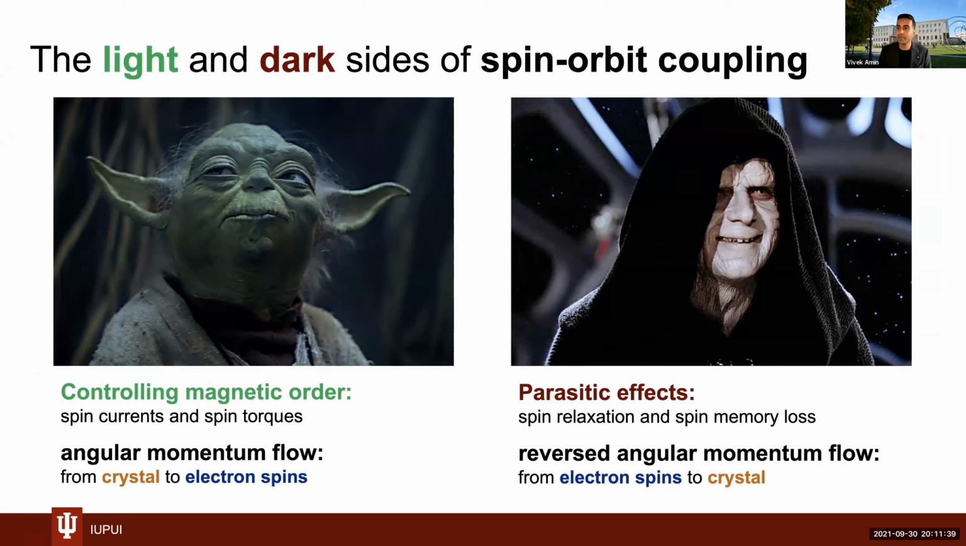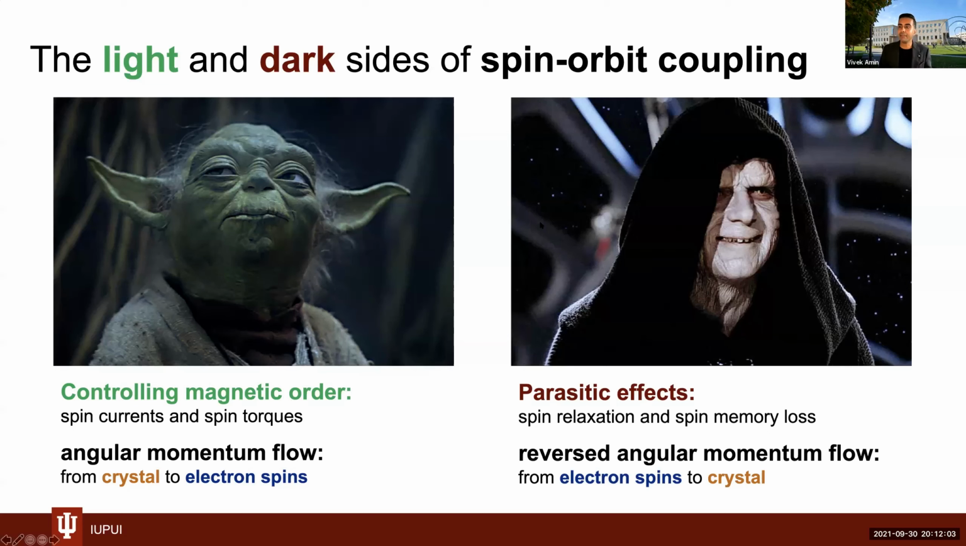Spin-orbit coupling also leads to parasitic effects, such as spin relaxation or spin memory loss. In this case, you have a reversed angular momentum flow where the electron spins simply give their angular momentum back to the crystal. So one of the open challenges with any spin-orbit coupling enabled device is how do you get more of the light side, so to speak, and less of the dark side.